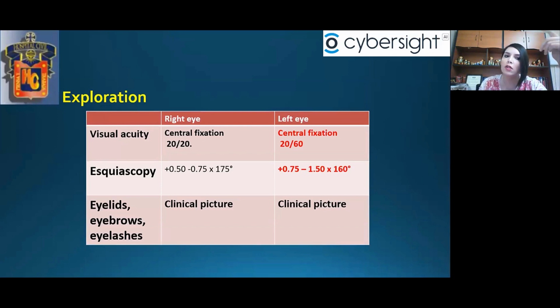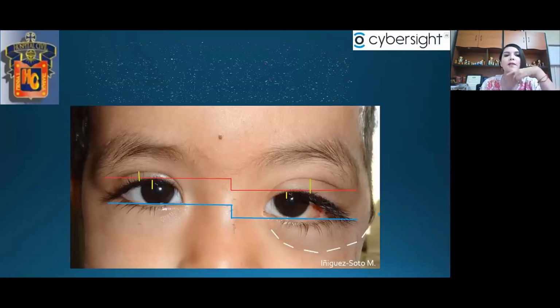Even though he's a 2-year-old boy, he has a very good attitude, and we could take the visual acuity as in an adult person. So you don't have to have the idea that if it's a pediatric patient, it's going to be difficult. All kinds of patients must have the visual acuity taken at the beginning. In the skiascopy, we can see an astigmatism in the left eye that could maybe be provoked by the proptosis and the pseudoptosis. For the eyelids, eyebrows, and eyelashes, I would like to see the picture again.